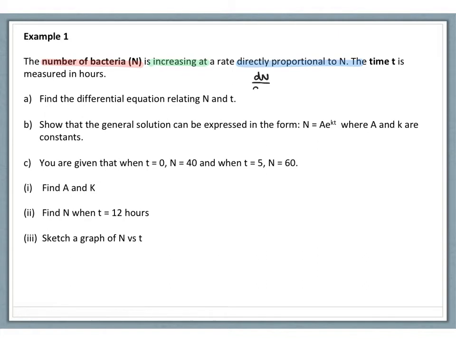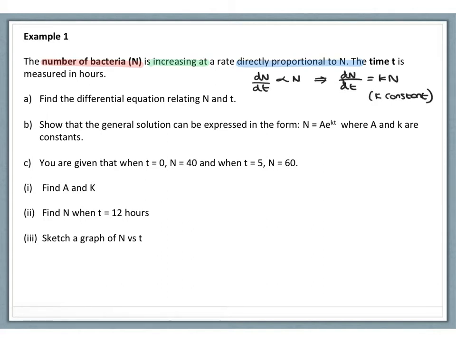dn by dt, which is the rate of change of the population number of bacteria, is directly proportional to the number of bacteria present at time t, and we can then turn this from a proportionality relationship into a differential equation. dn by dt equals kn, and we're looking at some constant k here.